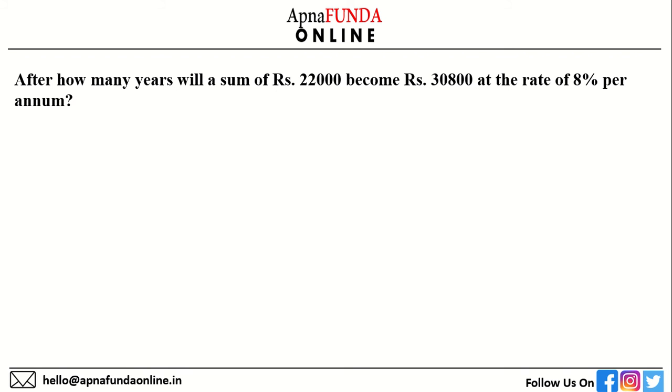Next question. After how many years will a sum of rupees 22,000 become rupees 30,800 at the rate of 8% per annum? So we need to calculate the number of years, that is t. What is given is that a particular sum of 22,000 became 30,800. So very clearly I'll say that 22,000 is the principal and 30,800 is the amount.